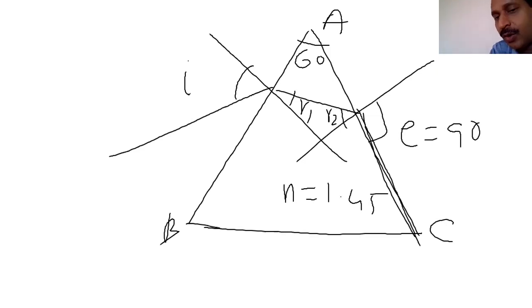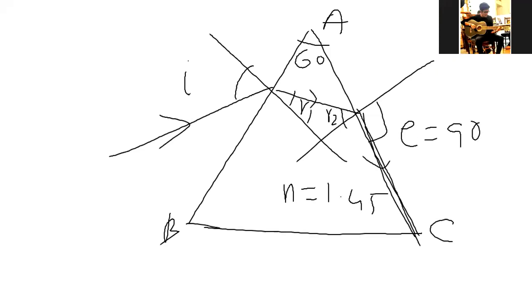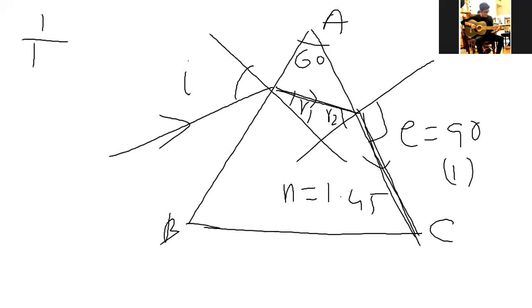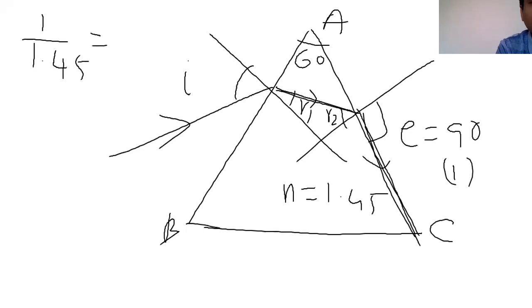What happens at AC, Snell's law? So sine E by sine R2 equals N2 by N1. What is N2 and N1? N2 is 1. The light is going from the prism to outside. Outside is 1. So 1 by 1.45 equals sine 90 by sine R2.